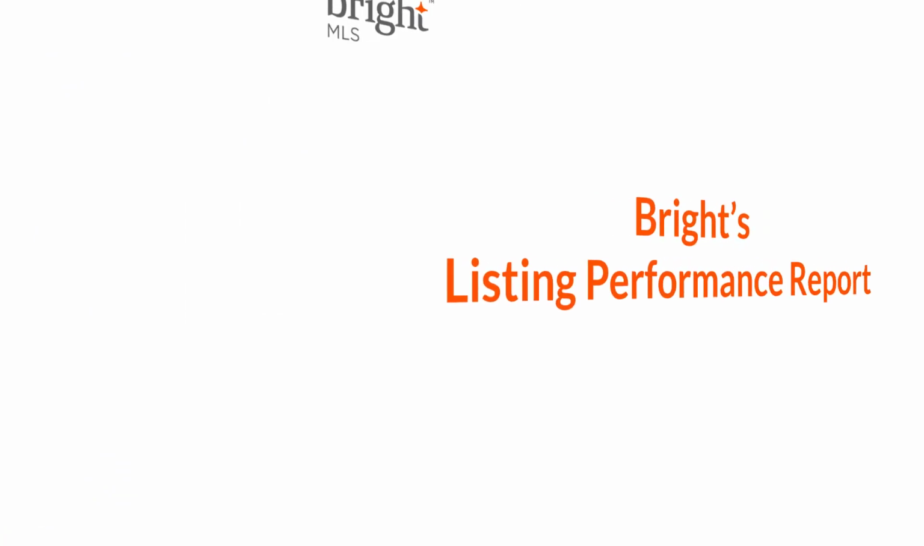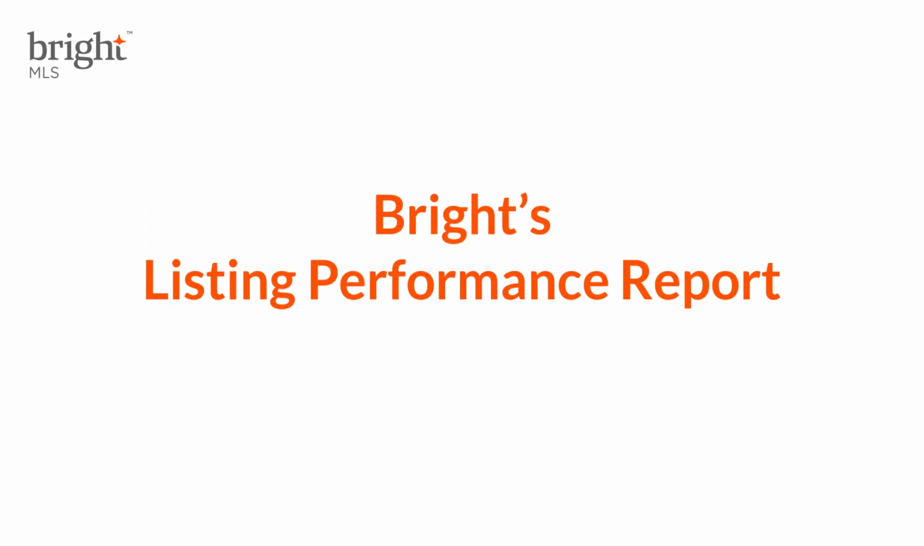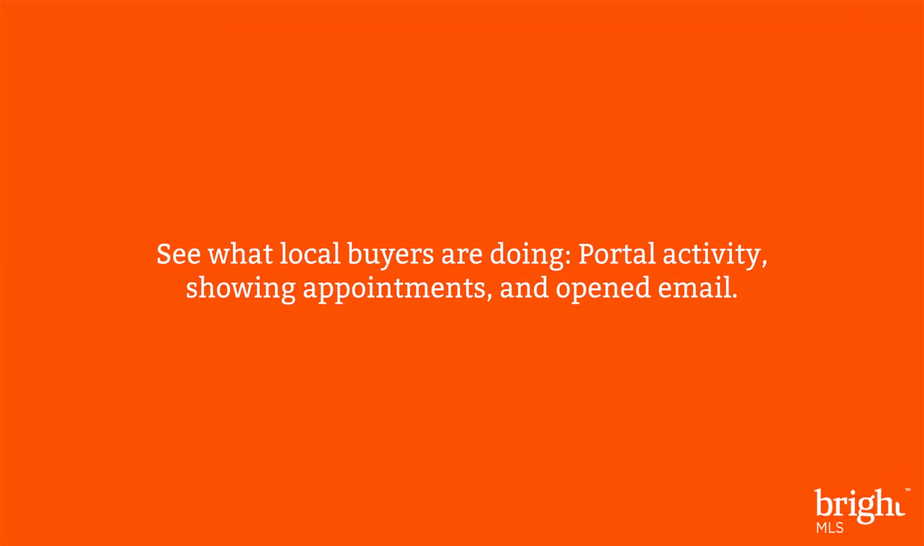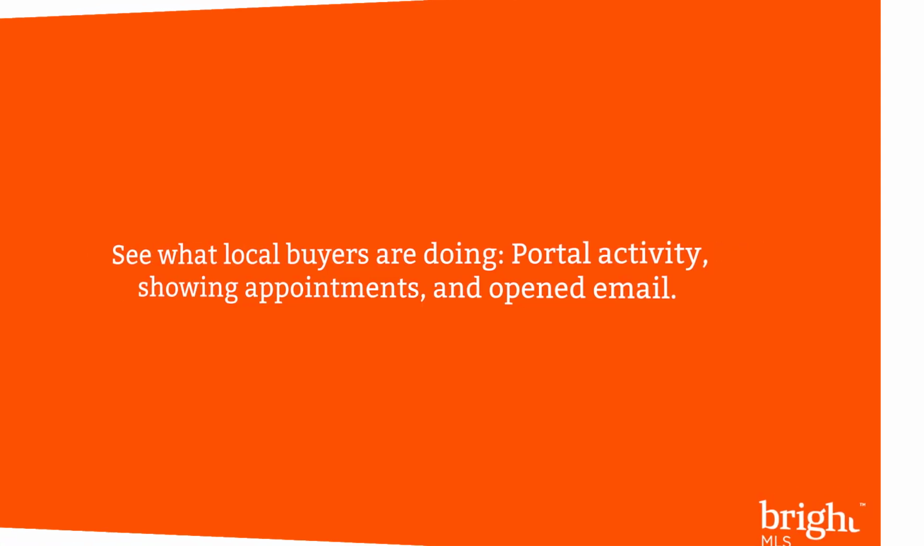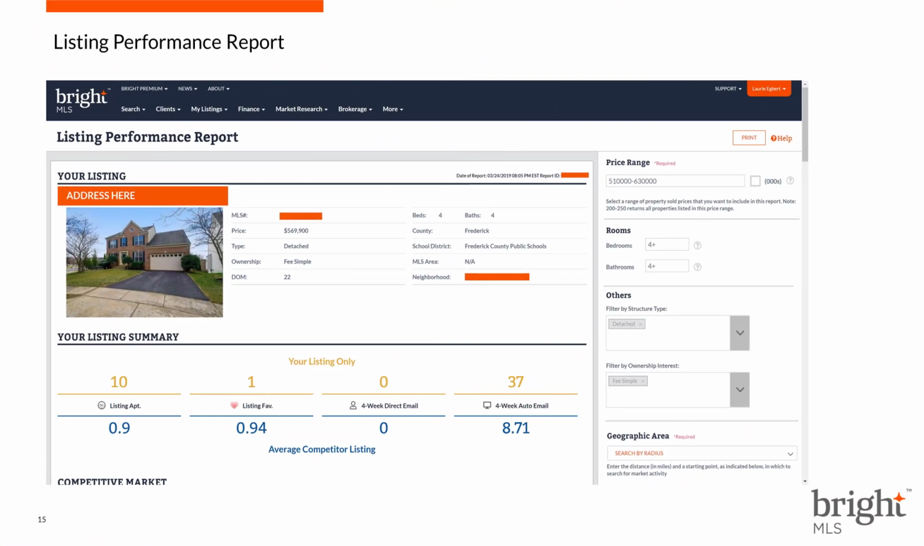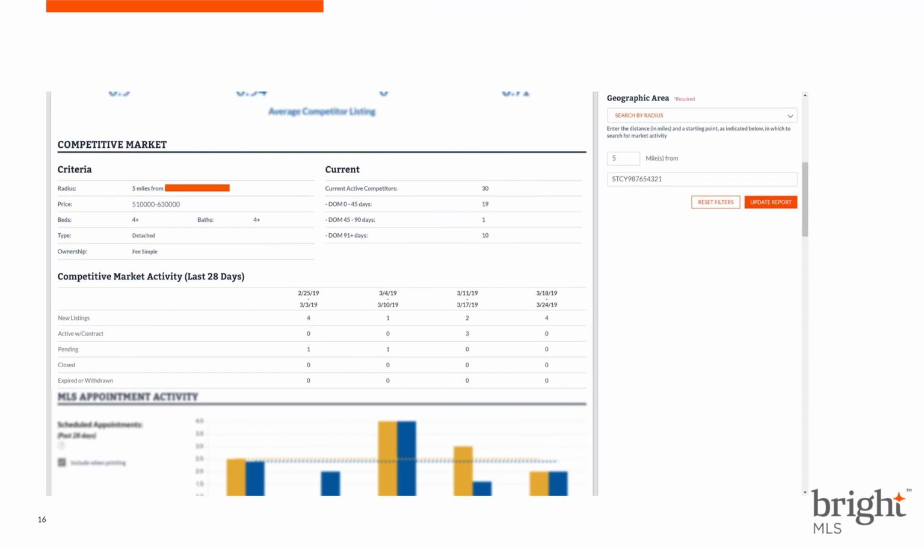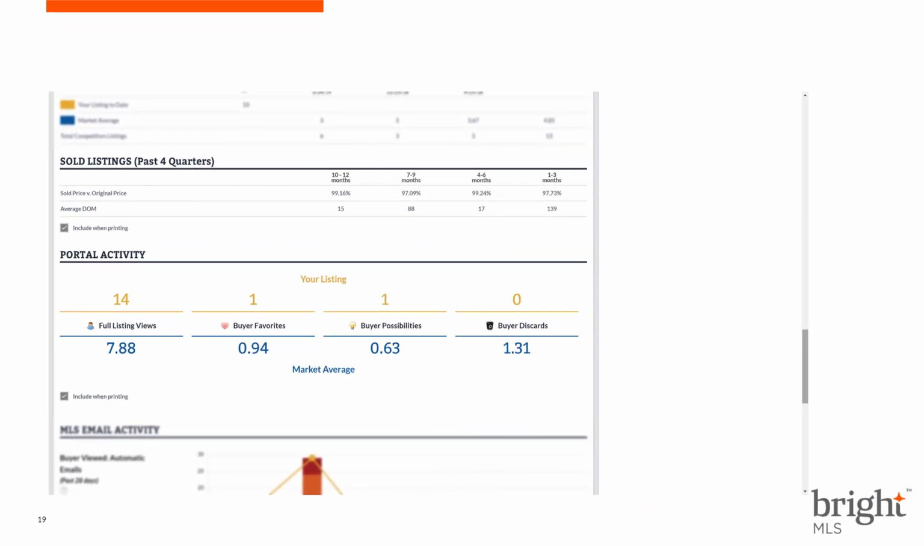The ShowingTime data also feeds back into the Bright Listing Performance Report. The Listing Performance Report allows you to see what local buyers are doing. It includes portal activity, showing appointments, and even opened email. The Listing Performance Report includes chart information on the local market. Here, you'll be able to show your clients how many local listings are directly competing with buyers who might be interested in their house.